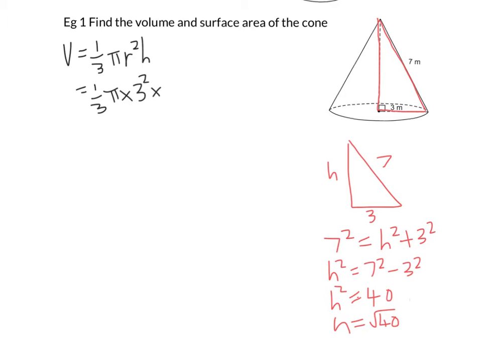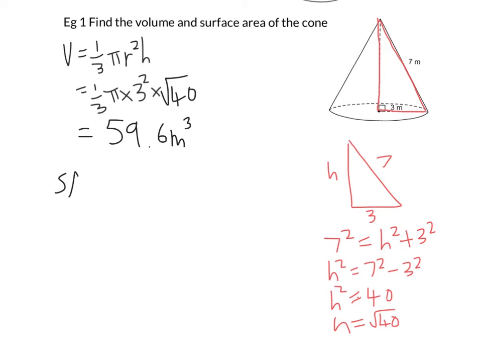So back to the volume. The volume is 1/3 times pi times r squared times the height, which we now know is the square root of 40. If you put that in your calculator, you end up with 59.6. That would be meters cubed, and that's to 3 significant figures.